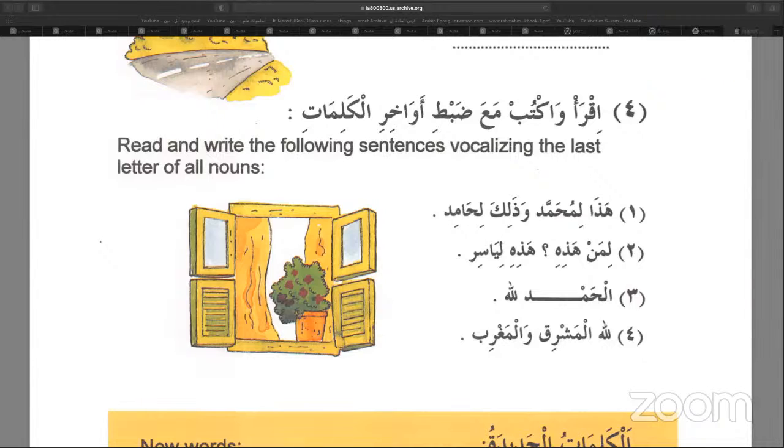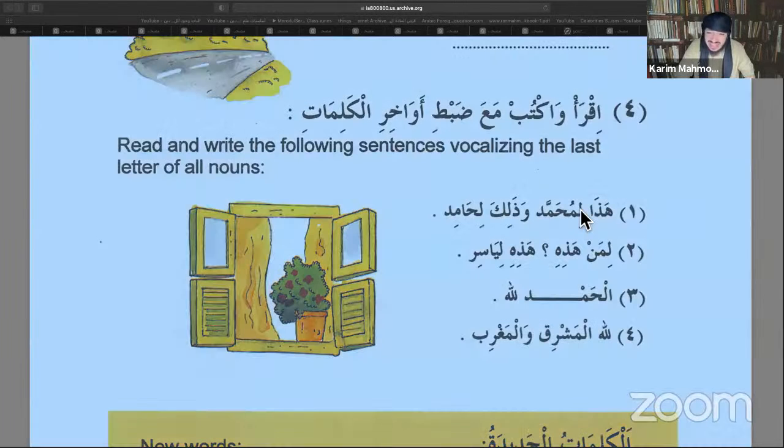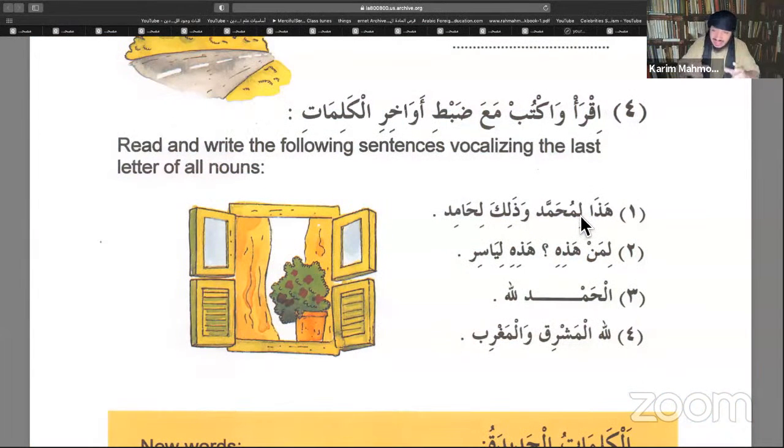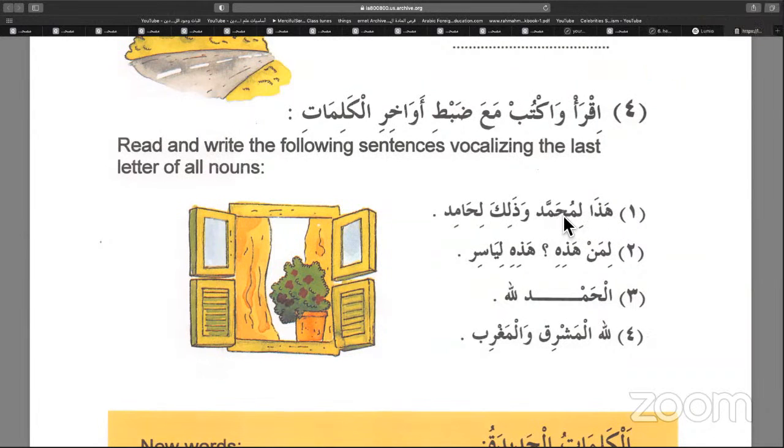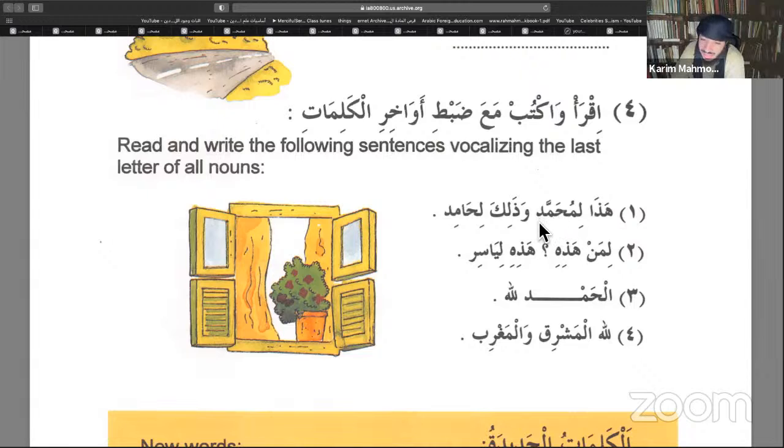What does that mean? This is Muhammad. No, هذا لي. What does لي mean? For. Good. So هذا لمحمد. What does that mean? This is for Muhammad. Good. Now, what am I going to add at the end of Muhammad here? Am I going to say Muhammadun, Muhammadin, Muhammadan? What do you think? Muhammadin. Good. Whatever comes after li gets kasra. So here is going to be two kasras. Li Muhammadin. Okay, and continue.